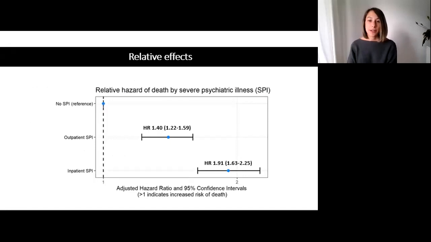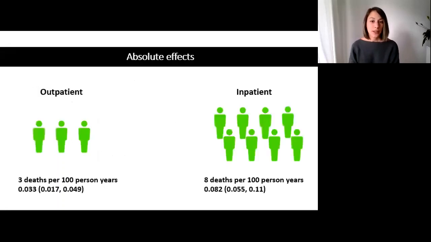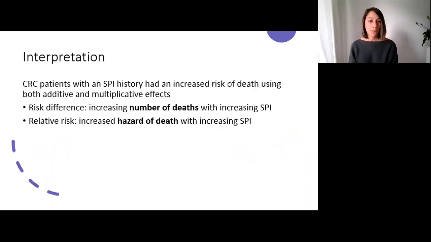So here you can see the relative effects. Patients with an outpatient severe psychiatric illness were at a 40% increased hazard of death compared to patients without, and then patients with an inpatient severe psychiatric illness had a 90% increased relative hazard of death. In terms of absolute effects using the Aalen model, patients with an outpatient SPI had 3 additional deaths per 100 person years compared to patients without, and patients with an inpatient severe psychiatric illness had 8 additional deaths per 100 person years compared to patients without.